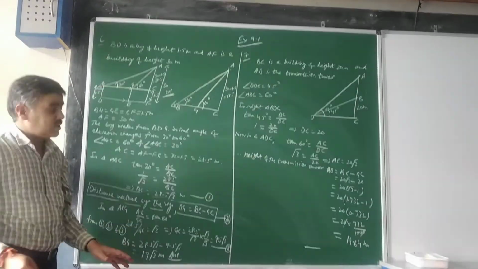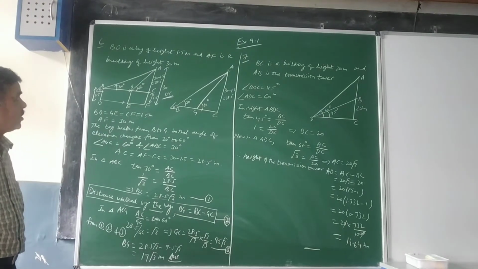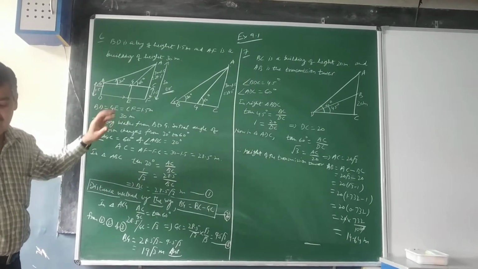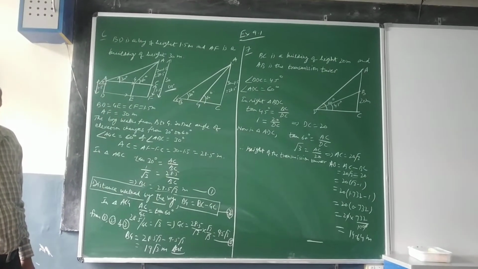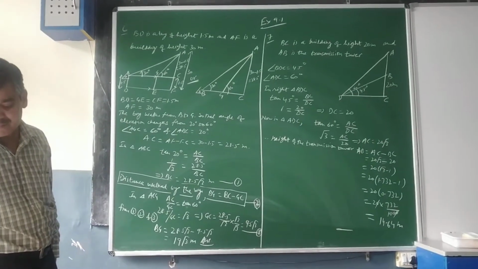We will continue with our exercise 9.1, onwards from question number 6, questions 6 to 10, which I will be covering within today's lecture. So, here is question number 6. Read the problem again. A 1.5 meter tall boy is standing at some distance from a 30-meter tall building.